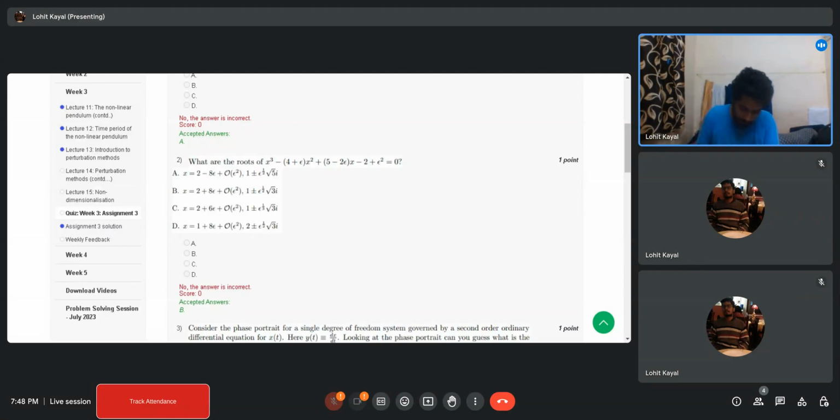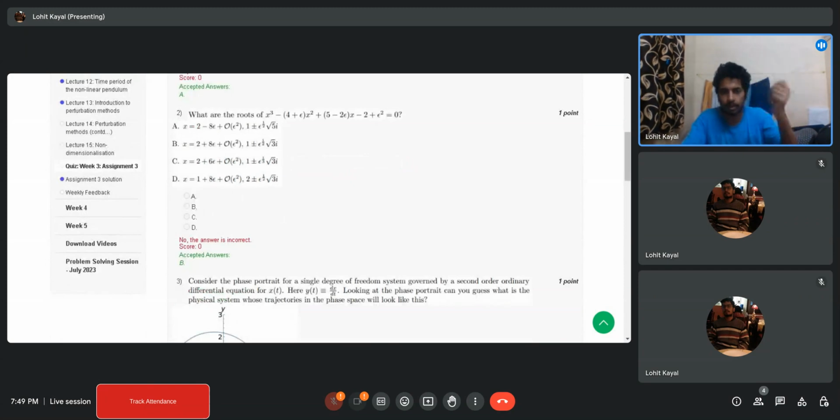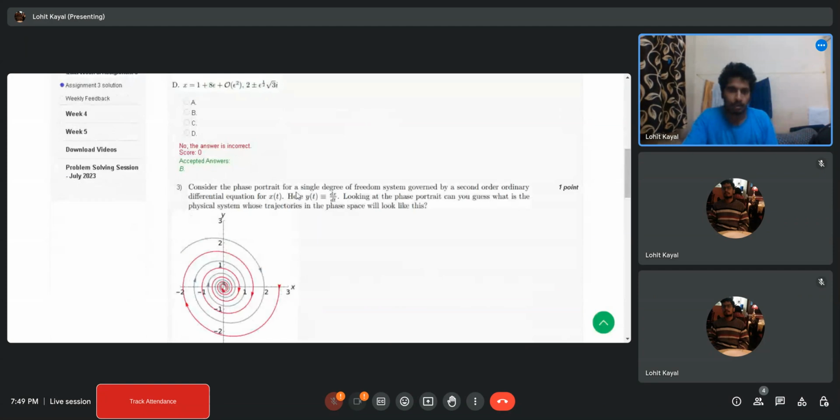Now what you have to do is exactly the same idea. You need to expand the series, one from two, and another from one. So this algebra is a little bit lengthy, but if you do that, you will find that option B is your correct answer. The solutions are also already provided, so you can check that. All right, so now question 3. The idea of phase portrait has already been taught to you.